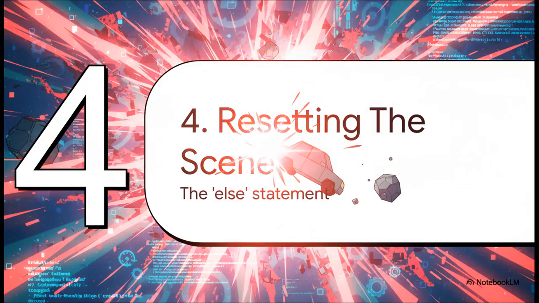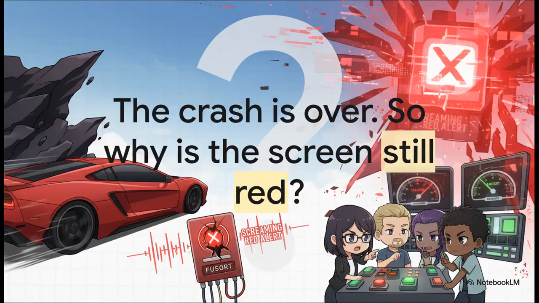Fantastic. So now, when the car and rock collide, the screen flashes red. We did it. Or did we? We've actually created a new problem. The screen turns red, and then it just stays red. Forever. So let's move on to our final section, resetting the scene. Think about it. The collision might only last for a split second as the car passes the rock. The danger's over. So why is our game still screaming a red alert? It's like a fire alarm that someone pulled, but nobody knows how to turn it off. We need a way to tell the game when things are back to normal.